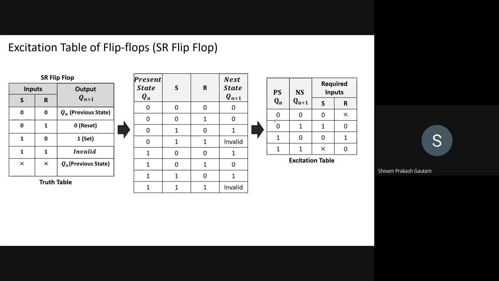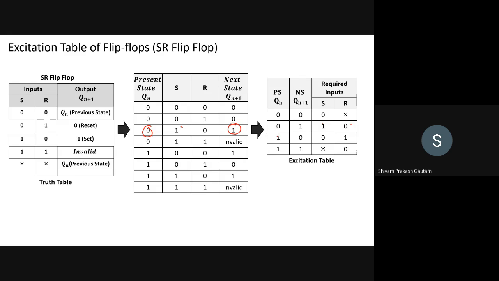Okay. So past state is 0 and future state is 1. Past state is 0 and future state is 1 is where? So this is past state is 0, future state is 1. There is only one case, right? I think there is only one case. So S is equal to 1 in this case, and R is equal to 0. So you can see S is equal to 1 and R is equal to 0.